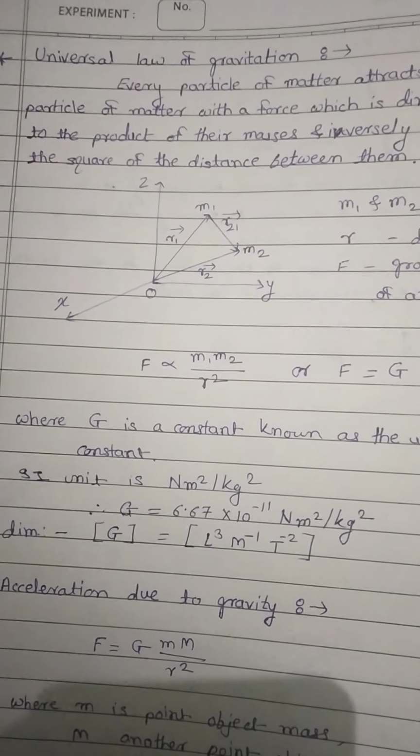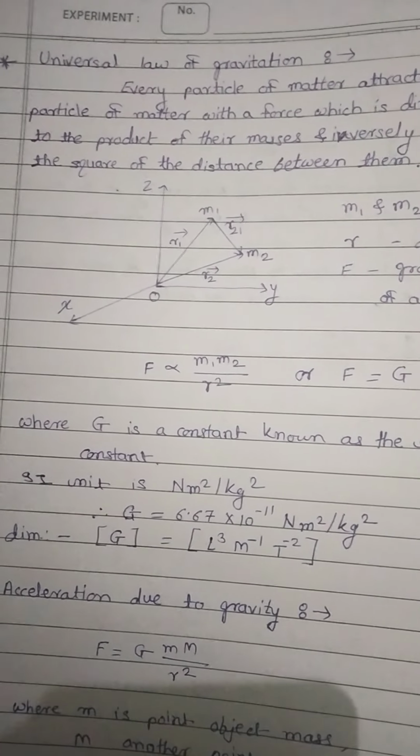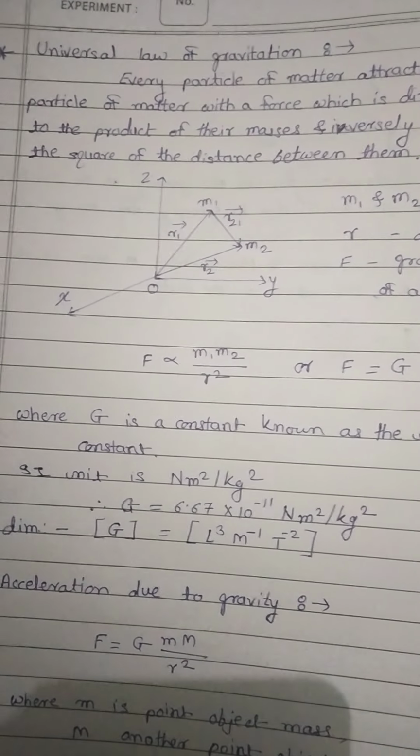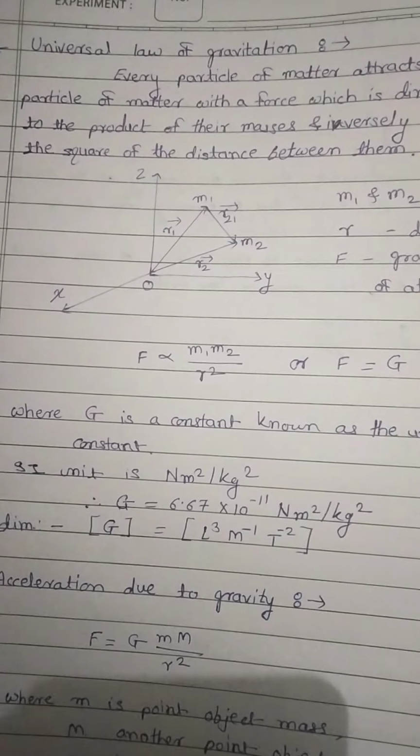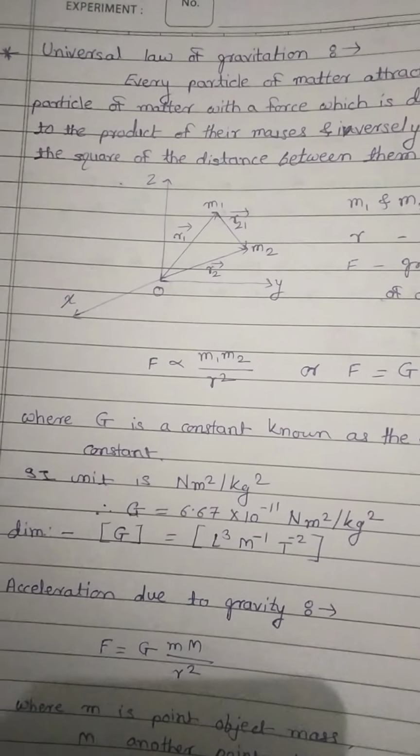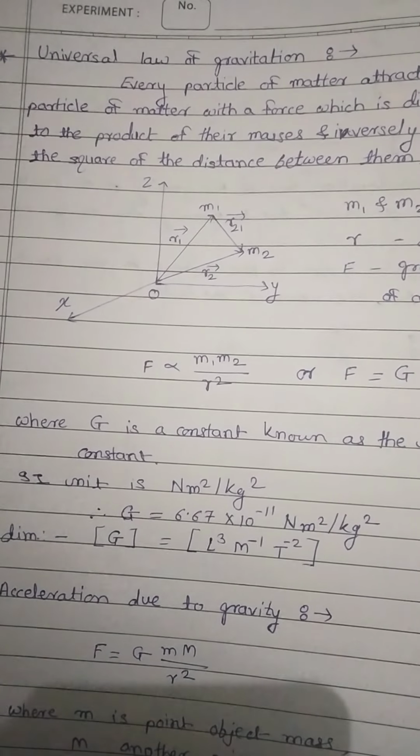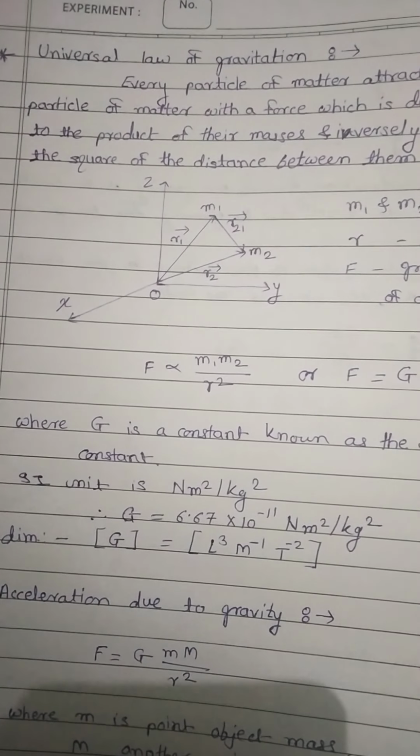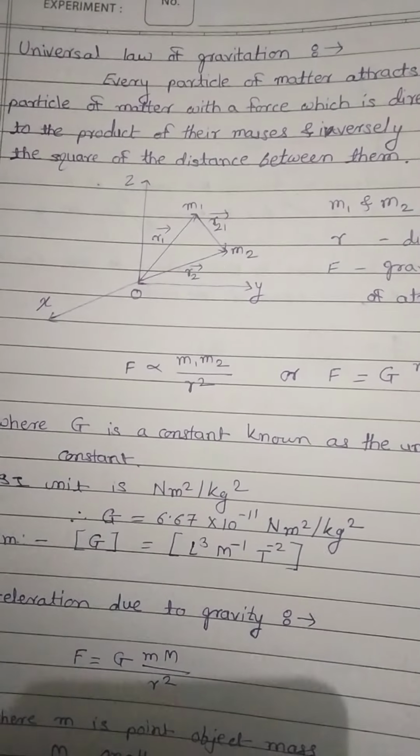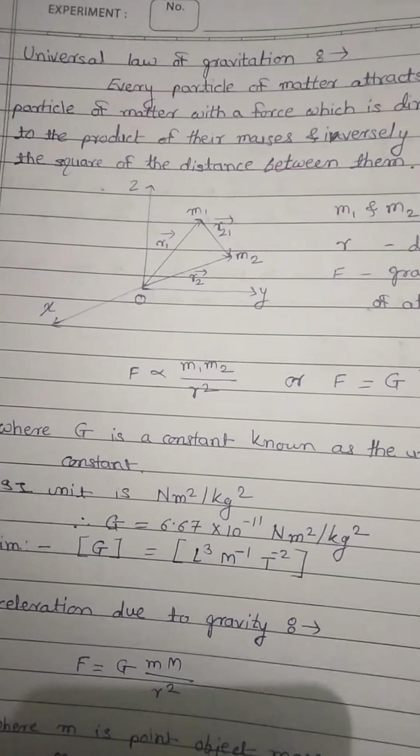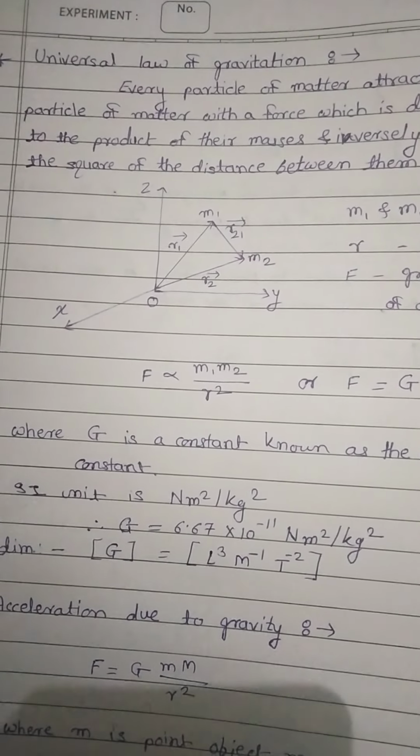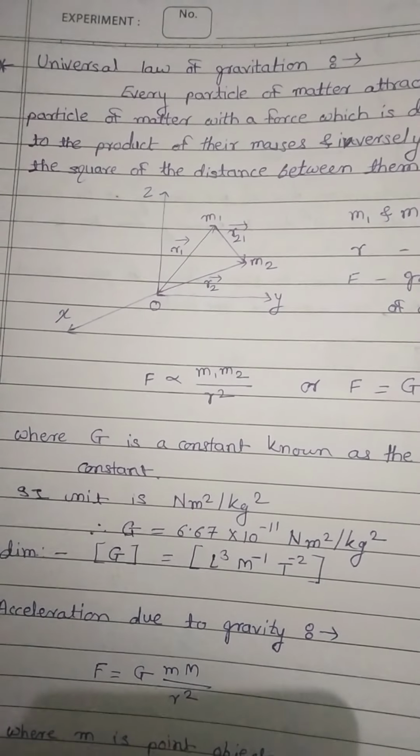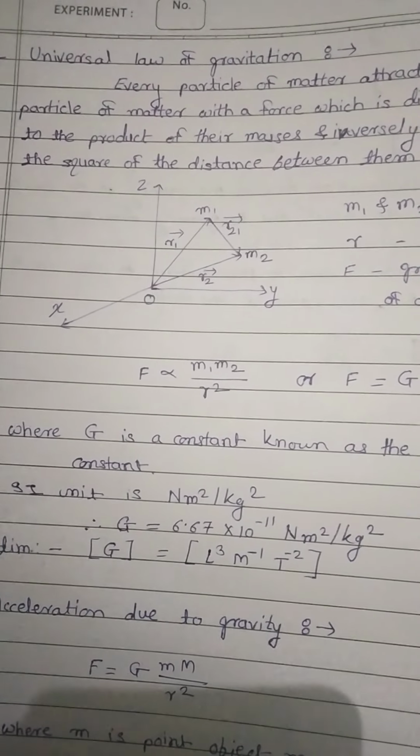Hello students, last week we started our new chapter, gravitation, and we saw the points. First one, Kepler's law of gravitation, and second one is acceleration of the moon, which is toward the center of the earth. Okay, now in this video we continue with our next point. We learn the next point, universal law of gravitation.